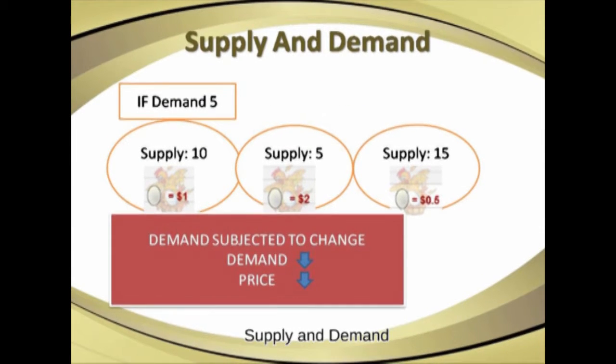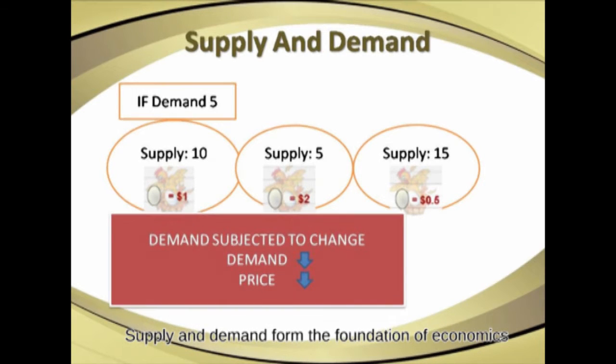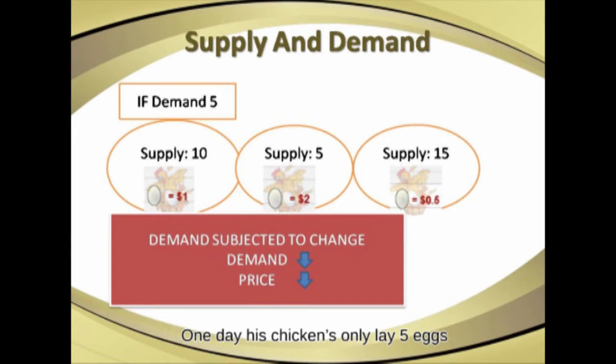Supply and demand. Supply and demand form the foundation of economics. To understand this principle, we need to understand that as demand for an asset increases, or as its supply decreases, the asset's price will rise and vice versa. The following is an example which illustrates this principle. Let's say a farmer has 5 regular customers. Each day his chickens lay 10 eggs. One day his chickens only lay 5 eggs. There are the same number of clients, but a lesser number of eggs.